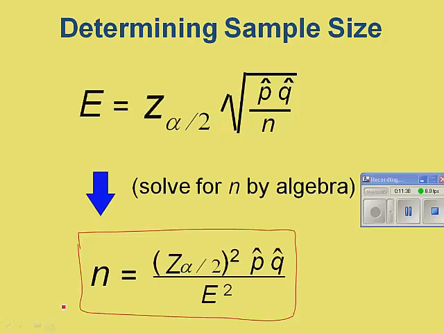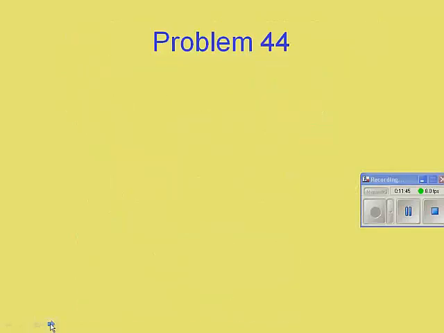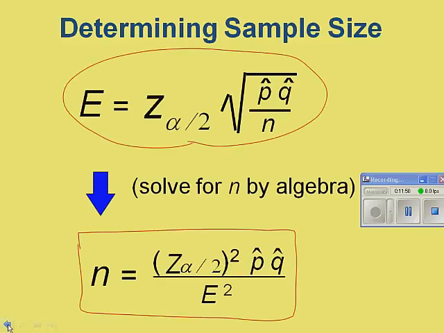And this is all in the book, of course. We have a formula for sample size. It makes sense we'd have one because we already had a formula with sample size in it. It's just a matter of getting the n by itself. So now, what can you do with this? For example, problem 44 is worth reading.